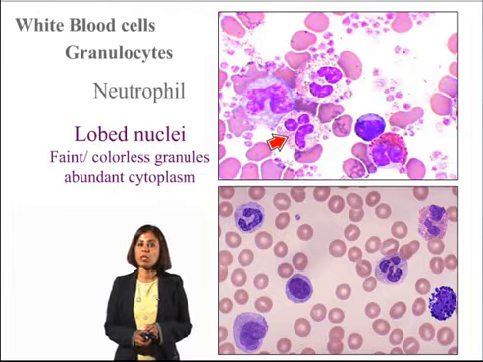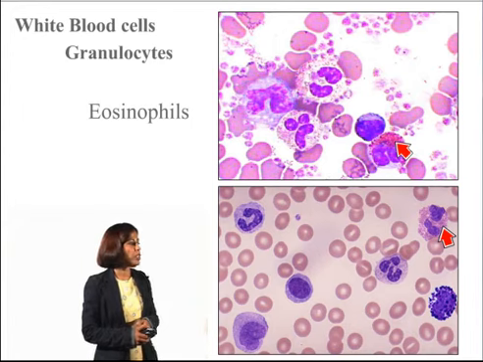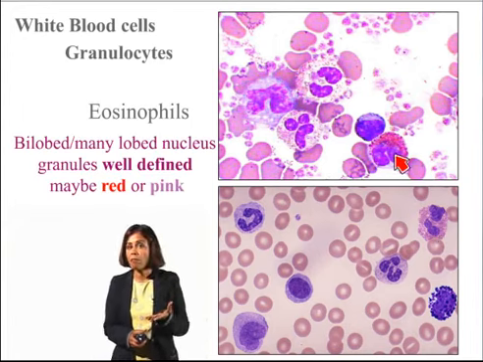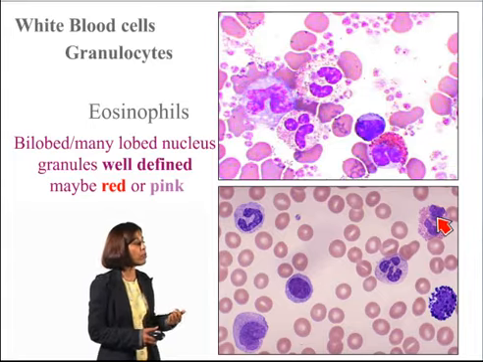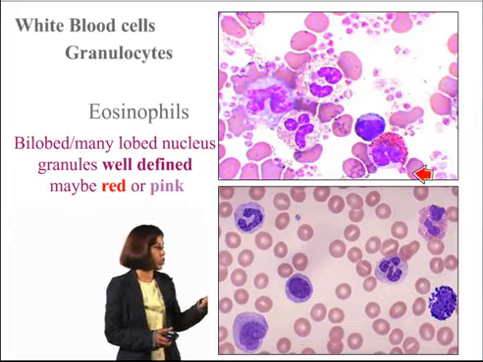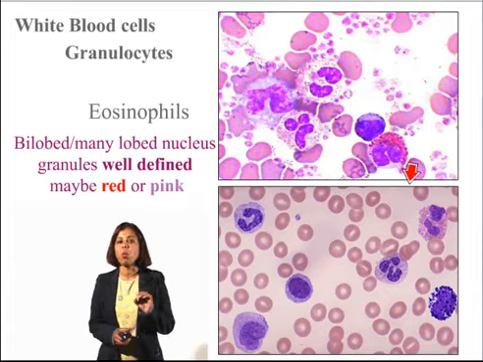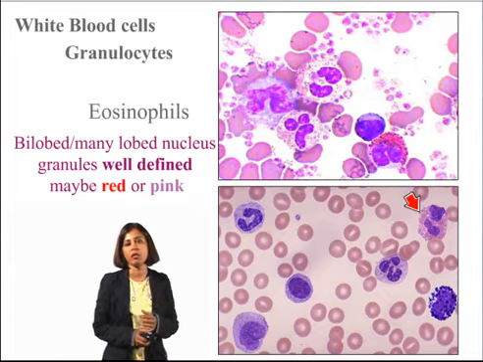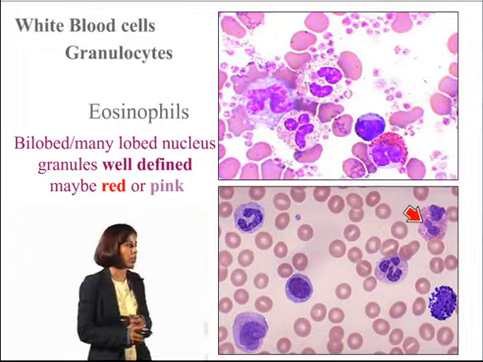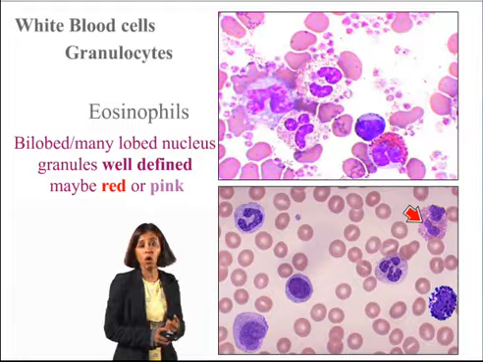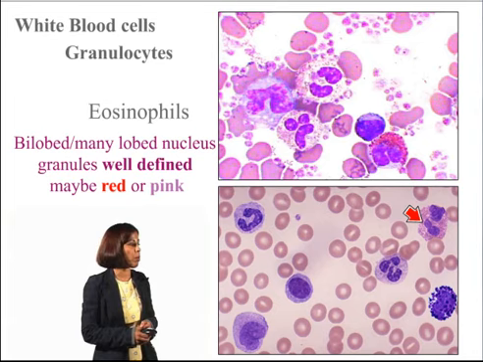The next cell we see in the granulocyte series are the eosinophils. And what is typical about the eosinophil is they may have bilobed nuclei, which has a typical sunglass appearance, or you may have a nucleus with more than 1 lobe, which is what you see in the lower image. The granules are extremely well defined. Sometimes you might mistake it for a neutrophil, but when you see the granules really well defined, then you know it's an eosinophil. The granules may be red or pink, so depending on the color, you can see that the granules are red or pink.